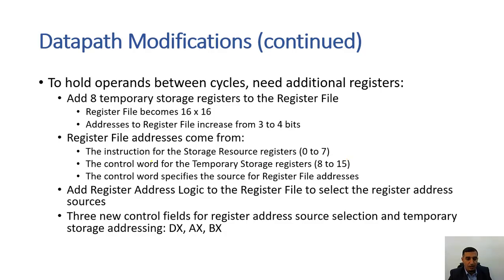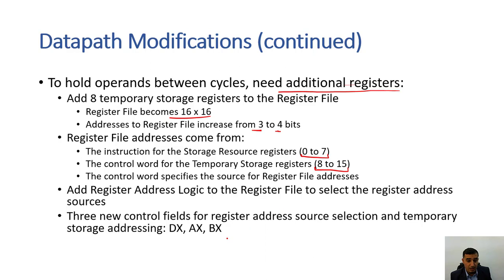Now the modifications to hold the operands between cycles. Of course, we are going to need additional registers. So now you can see we have a 16 by 16 register file, and the bits will go from 3 to 4. So the register file will have normal registers from 0 to 7 and temporary registers from 8 to 15. So the control word will specify which one of these we are going to use.